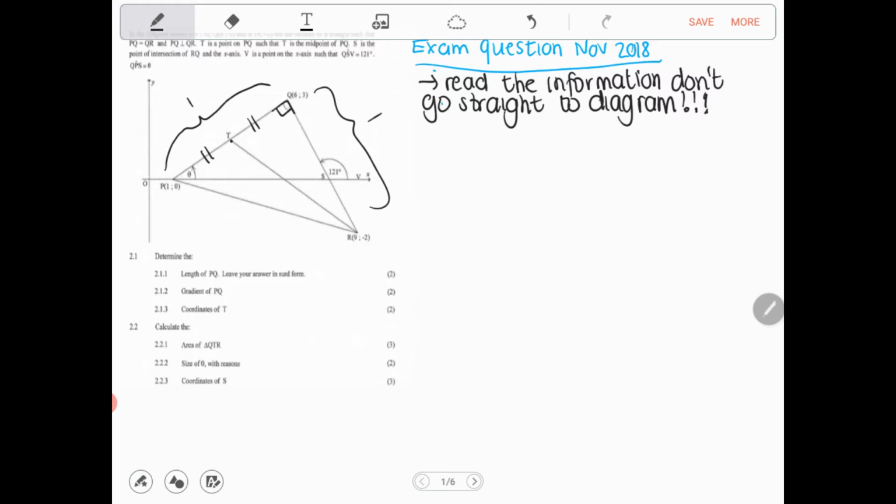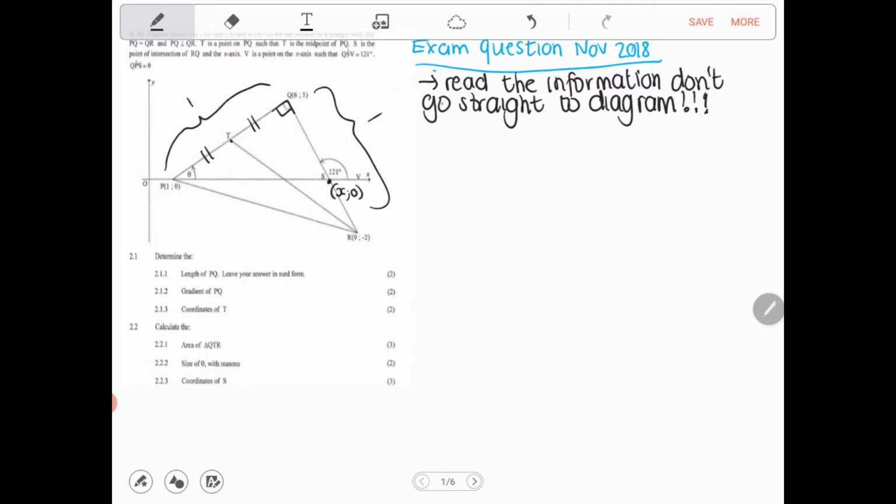S is a point of intersection of RQ and the x-axis, so that straight away I know that this would be x and a 0, because the y value on the x-axis is always 0. V is a point on the x-axis such that QSV is 121, that's in there, and QPS is theta, which is in there as well. Okay, so now we're sure that we've got all the information that we need.